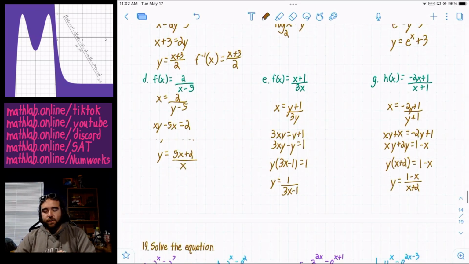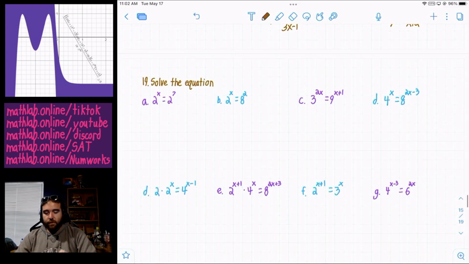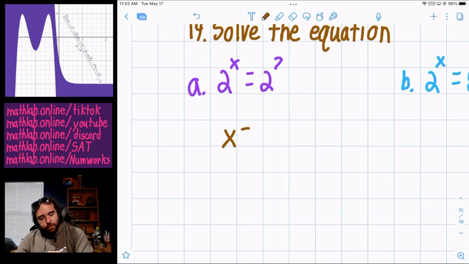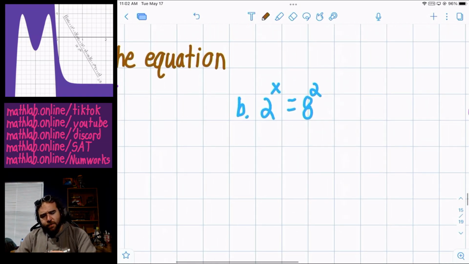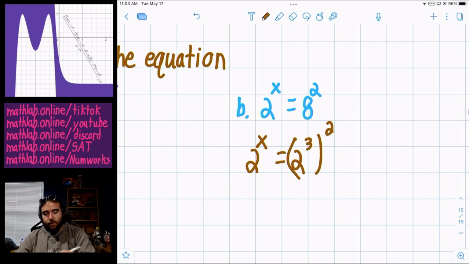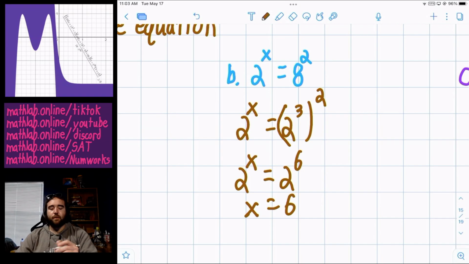Cool. So just remember the gist of those is you switch the x and the y. Okay, let's keep going. Solve the equation. So here, this is just to get us started. That should be pretty obvious. x equals 7. Here, we got to try to make the bases the same. You could always do 8 squared is 64, and then 2 to the what power gets you 64. But I would do something like 8 is 2 cubed squared, and now you have an exponent raised to an exponent, so you multiply the exponents, and so you can see that x has to equal 6.